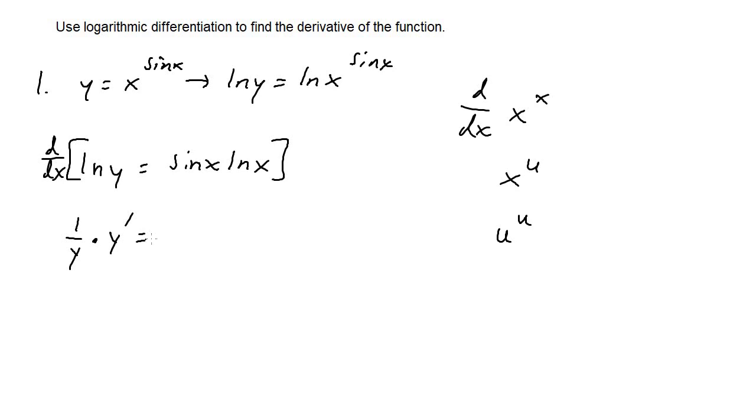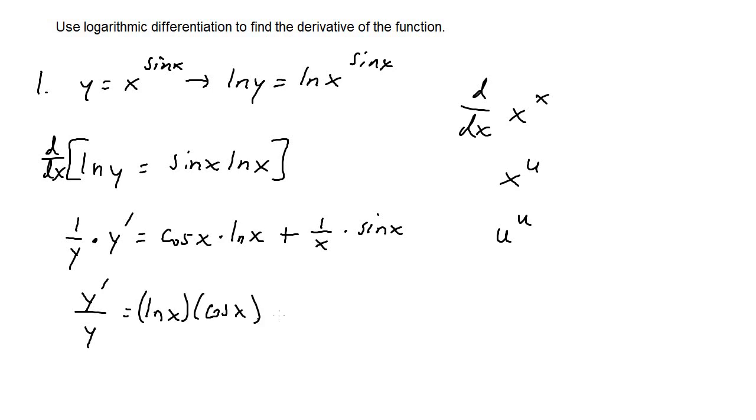So now that's going to equal the derivative of the right side of the equation. Now because we do have two functions being multiplied to each other, we have to use the product rule. So in the product rule, once again, we take the derivative of the first function, which is cosine x, times the second function unchanged, so times ln x, plus derivative of the second function, derivative of ln x is 1 over x, times the first function unchanged, so times sine of x. So now I'm just going to go ahead and simplify. So on the left side of the equation, we get y prime over y equals ln x times cosine x, and then plus sine of x over x.